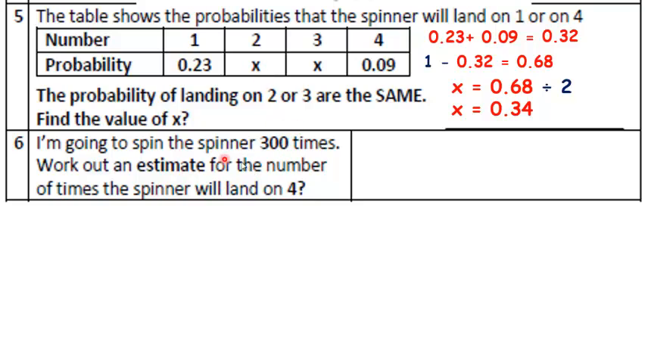When I look at question 6, this is usually part B of a 2-part question. 300 times the probability of getting a 4. The probability of getting a 4 is 0.09, so I'm going to do 300 times 0.09. Remember how I taught you how to do this? 3 times 9 is 27, add 2 zeros, and then take away 2 decimal places. The answer is going to be 27.